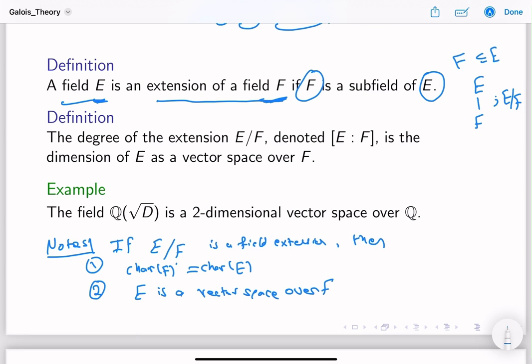Let me justify here why this is true, why it's the case that the characteristic of F is equal to the characteristic of E. Well, the characteristic of F is the smallest integer n such that n times 1 is equal to 0. So this is the characteristic of F, right? So it's the smallest positive integer such that this happens.